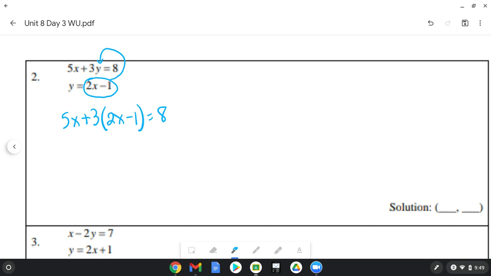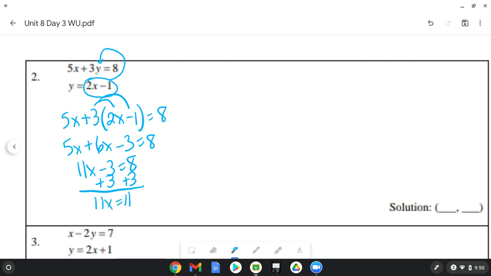So now if we were to distribute in, we get 5x plus 6x minus 3 equals 8. That was the distributive property. If we combine like terms, we get 11x minus 3 equals 8. Then we add 3 to both sides, and we get 11x equals 11. So, oopsie, we have to divide in the very end by 11, and we get x equals 1.